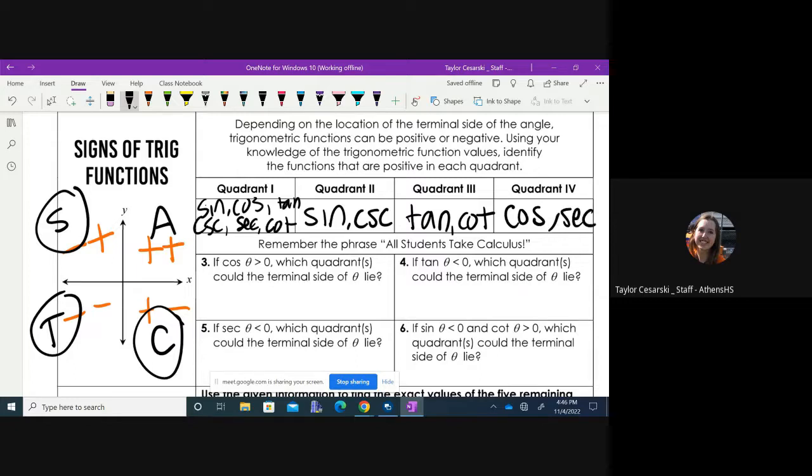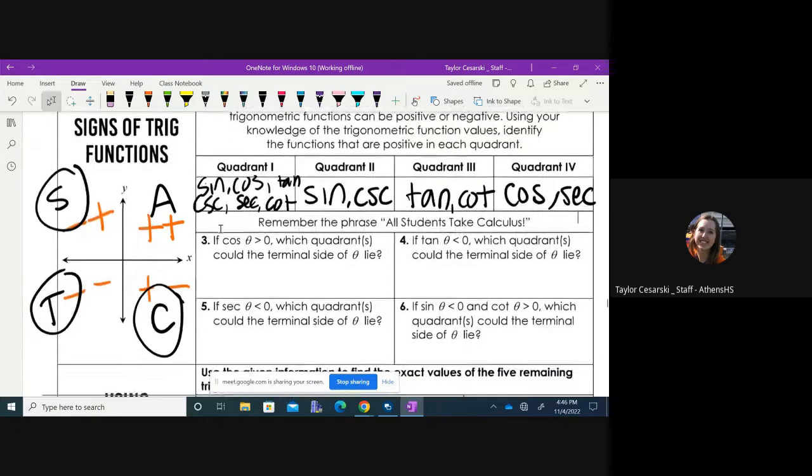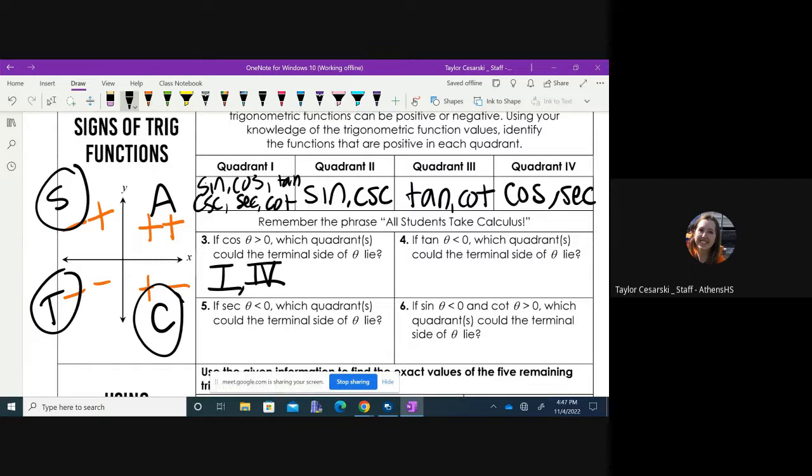and its reciprocal. All right, so it tells us in number 3, if cosine of theta is greater than 0, meaning cosine of theta is positive, which quadrants could the terminal side of theta lie? So where could the angle be? It could be in quadrant 1, because everything is positive in quadrant 1, or it could be in quadrant 4, because cosine is also positive there.